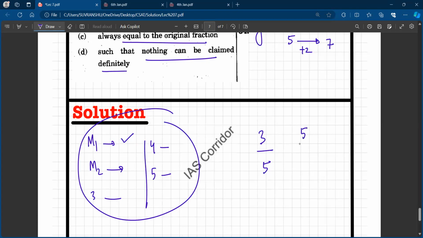Now 3 by 5 and 5 by 7, how to compare which is greater? What you do is you do cross multiplication. Details cannot be explained here. Just some amount of knowledge to solve this question.